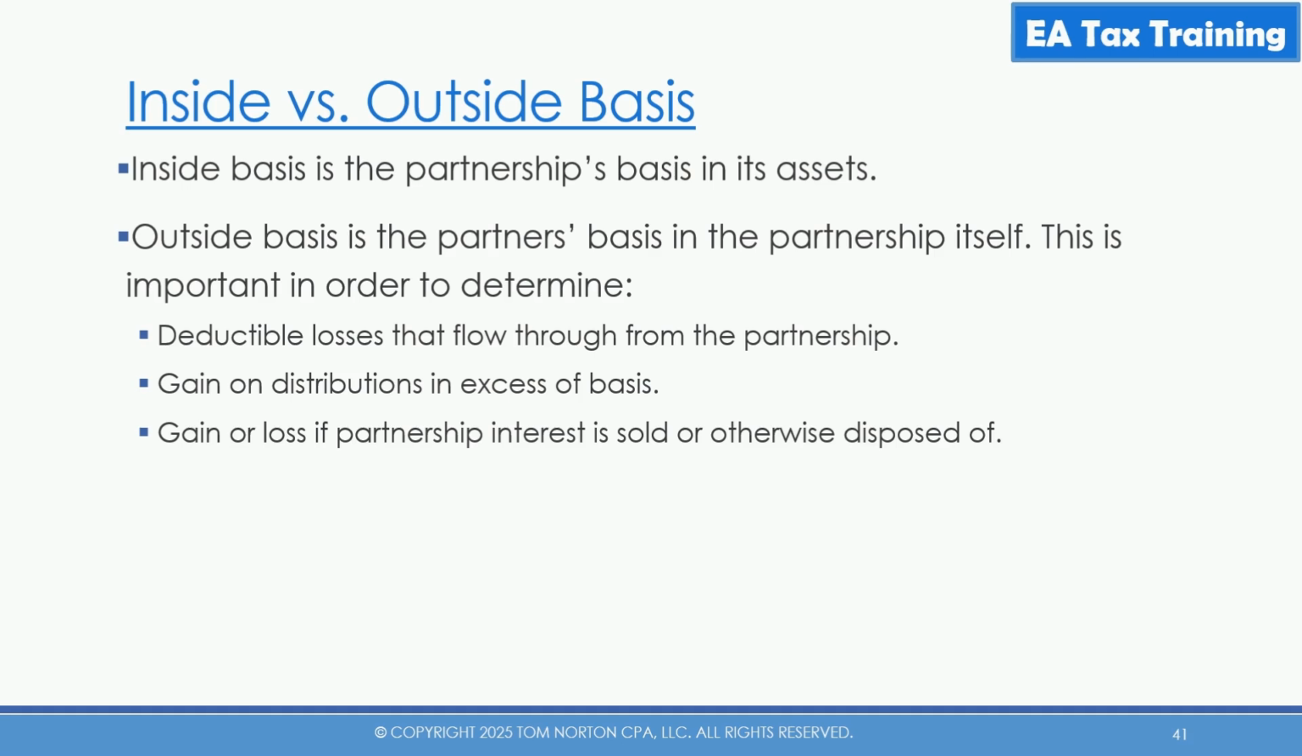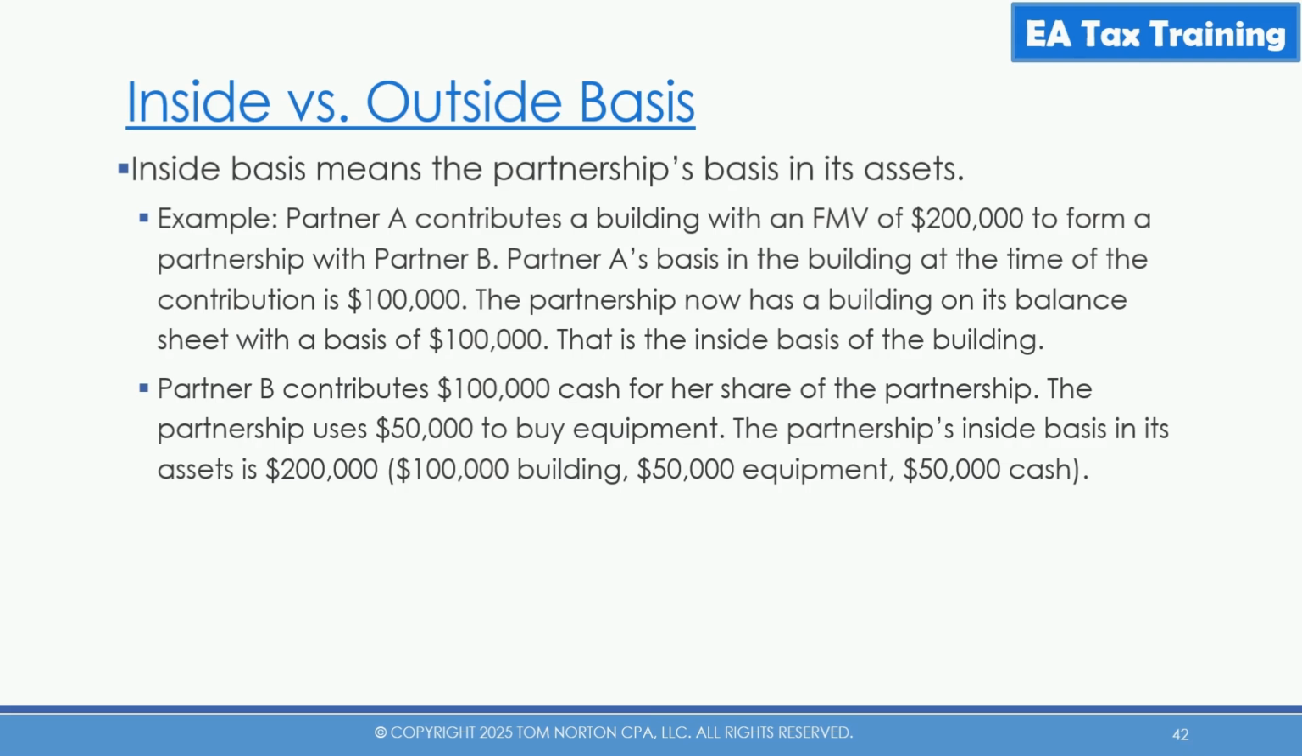The outside basis is important in order to determine deductible losses that flow through from the partnership, and the gain on distributions in excess of basis. Remember, we said if you had a distribution of money in excess of basis, then that is taxable. Well, we need to know basis in order to determine that. And then also, we need to know basis in order to determine a gain or loss if the partnership interest is sold or otherwise disposed of.